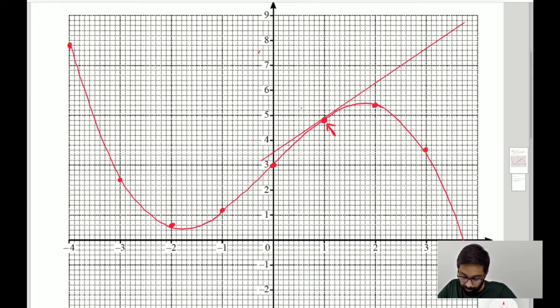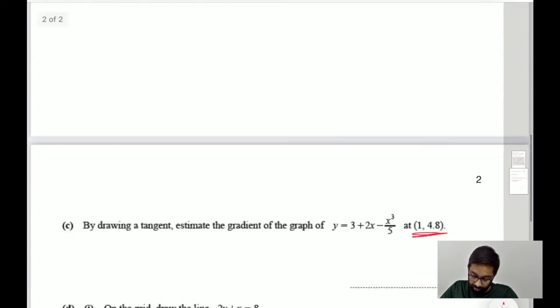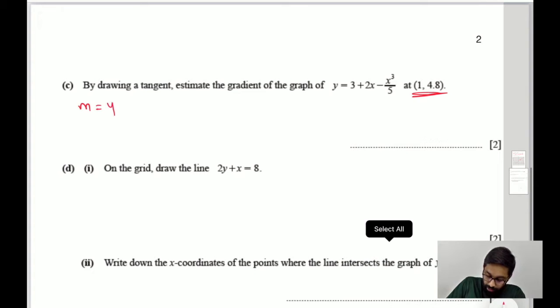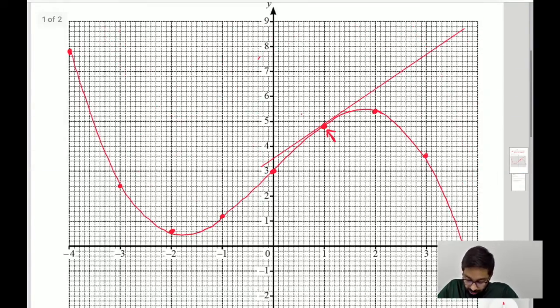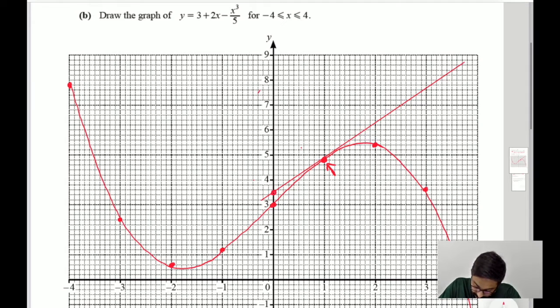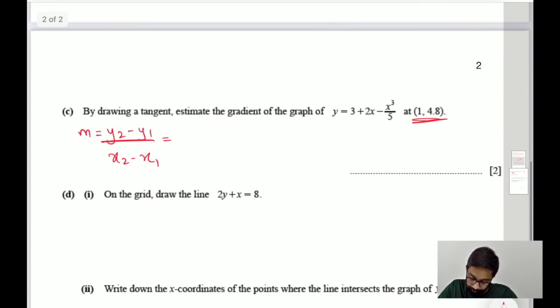Let's choose a couple of points so that we can find the gradient. The formula for the gradient is y2 minus y1 over x2 minus x1. So let's choose 2 points. Let's choose this as the y1 and x1, and the coordinates of this point are 0 and 3.5, I suppose. And let's choose another point, the coordinates of which are, of course, 1 and 4.8. So let's use these 2 points.